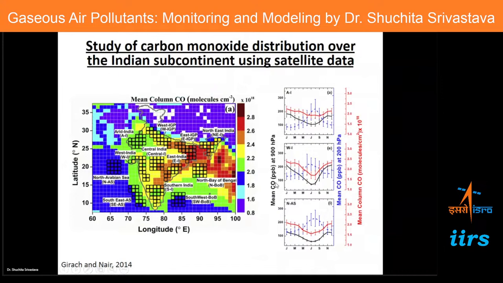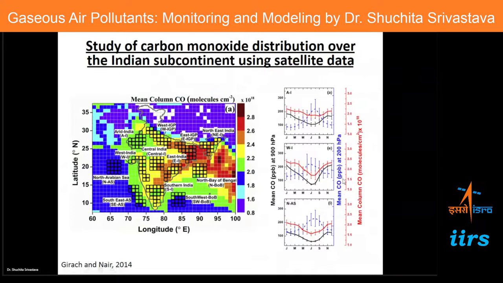Here you can see the pressure levels, as I mentioned, since the CO vertical profile is measured by MOPITT. So you can see the mean CO value at 900 hPa, the mean CO variation at 200 hPa, and the mean column CO in the atmosphere. The black curve shows the surface value, and the blue curve shows the upper tropospheric value at 200 hPa. Near the surface, the values are high during winter and low during summer. It is because of the wind circulation. In summer, we receive clean marine air, and in winter, it is polluted continental air only. And during winter, the atmospheric boundary layer also remains shallow. That is why the near-surface value rises.